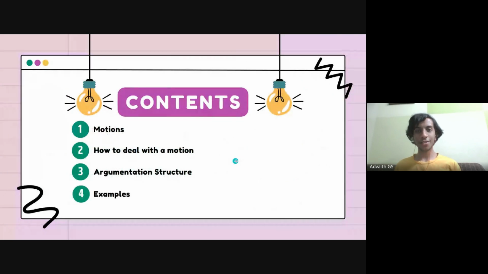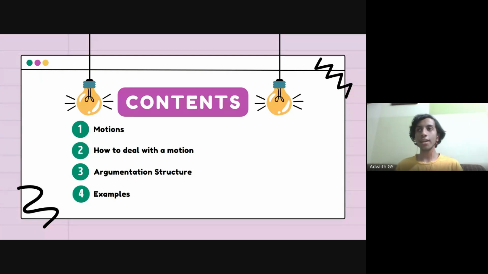All right. So how are we going to structure this session? This session has basically 4 parts. In the first part, we're going to deal with motions in general. We're going to talk about what is a motion, how should you read a motion, how is a motion worded, how is it structured. The second part is how you deal with a motion, in terms of how you interpret certain phrases that have been used in a motion, and how you create strategies which you can use further on when it comes to the third part, which is argumentation structure.